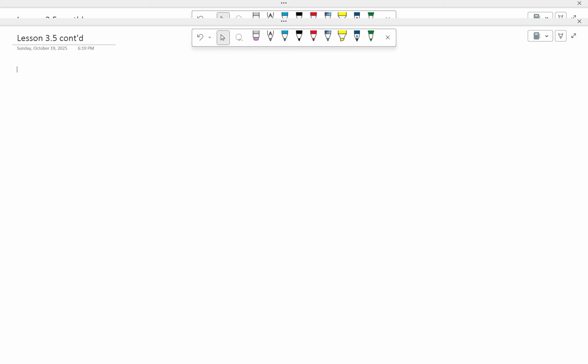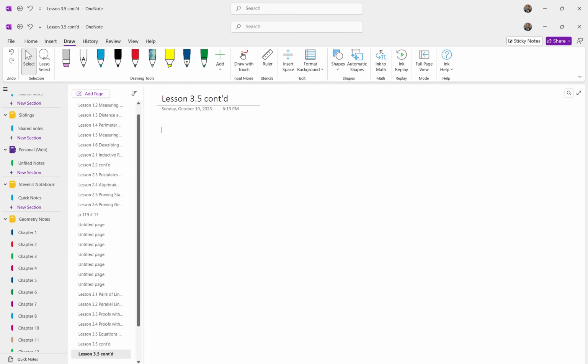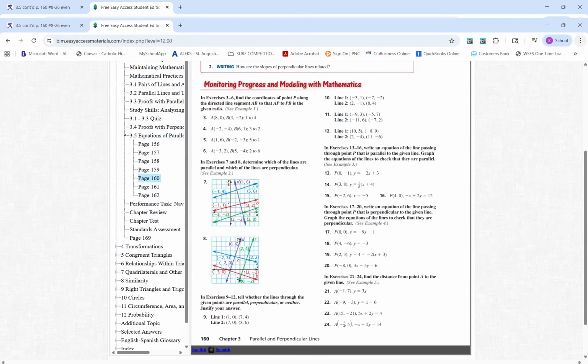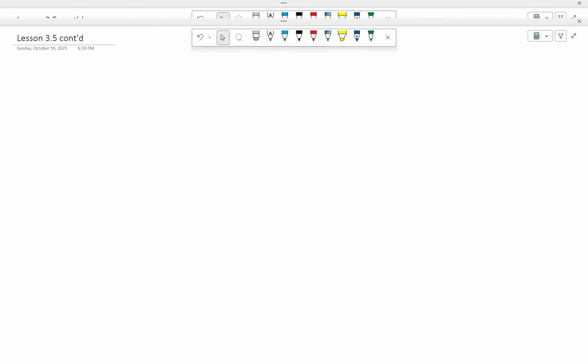So, here we go. I'm going to show you guys how to complete a couple of these problems. We're going to go with number 21. So A is (-1, 7), and y is equal to 3x. This was number 21 on the most recent assignment. We're going to work on solving this problem to find the distance.